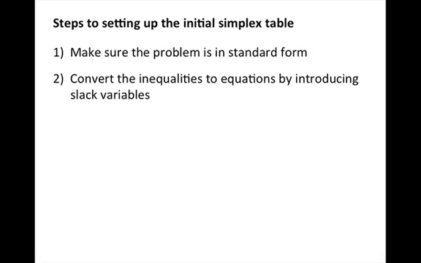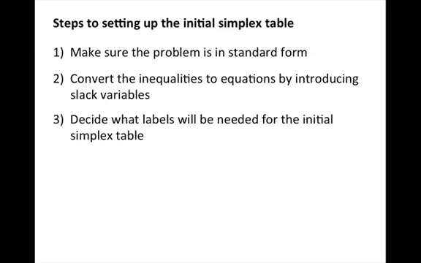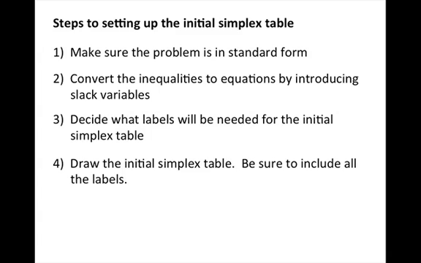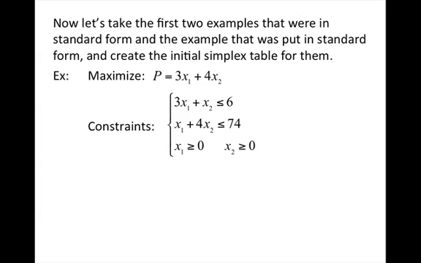Let's look at the steps to setting up the initial simplex table. Step 1 is make sure the problem is in standard form. Step 2, we convert all the inequalities to equations by introducing slack variables. Step 3, we decide what labels we'll need for the initial table. And then finally in step 4, we draw the initial simplex table and be sure to include all the labels. So we're going to look at the first 2 examples that were already in standard form and then the example that we were able to put in standard form and create the initial simplex table for each of these.